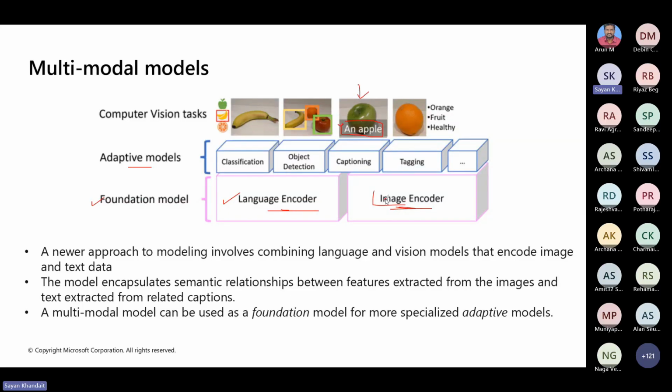So both of them, when working together, would be able to map this particular image with its respective caption or with its respective label associated with it. Therefore, making the process of model training easier. So the adaptive models that are based on the foundation model that has a language encoder as well as an image encoder, now these adaptive models would be able to perform tasks like image classification, object detection, generate captions with images, generate tags for images, etc.